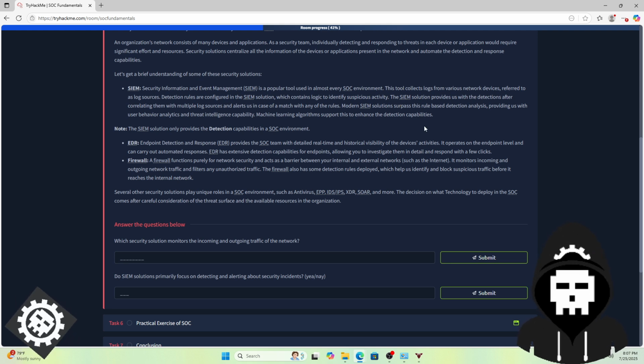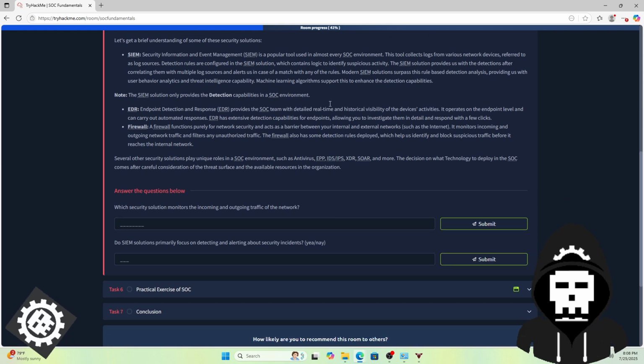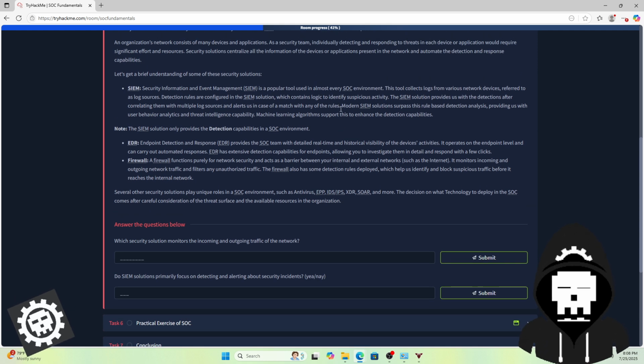So basically what this tool does is it collects logs from various network devices, referred to as log sources. Detection rules are configured in the SIM solution, which contain logic to identify suspicious activity. This provides us with detections after correlating multiple log sources, and alerts in case anything matches any of the rules. Modern SIM solutions surpass this rule-based detection analysis, providing us with user behavior analytics and threat intelligence capabilities. Machine learning algorithms support this to enhance the detection capabilities.